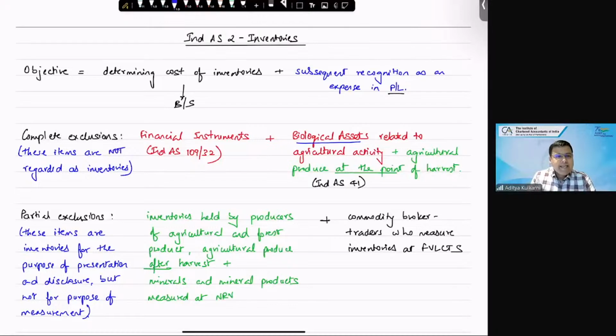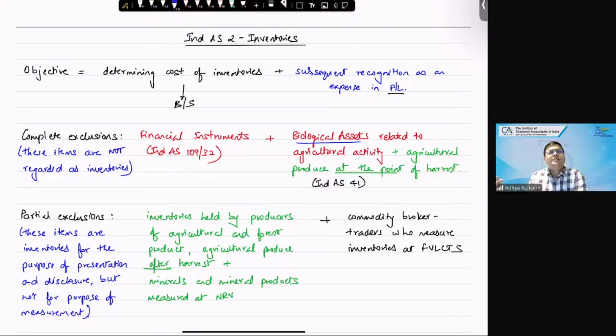Have you studied Ind AS 16, property, plant and equipment? Yes? Okay, completed. All right. So when you have studied Ind AS 16, you would have studied something known as bearer plants. Do you recollect something known as bearer plants? So under biological assets, you have a category called bearer plants.